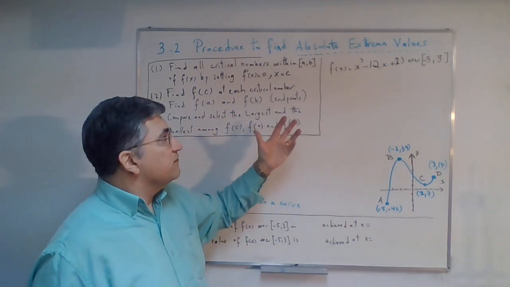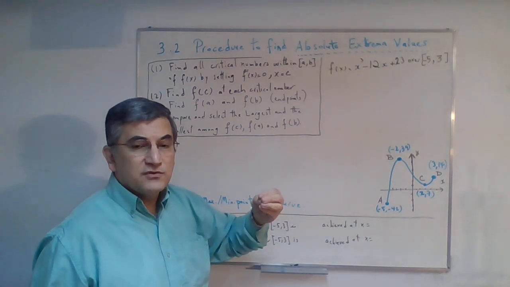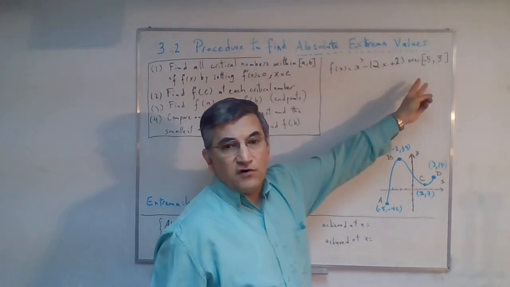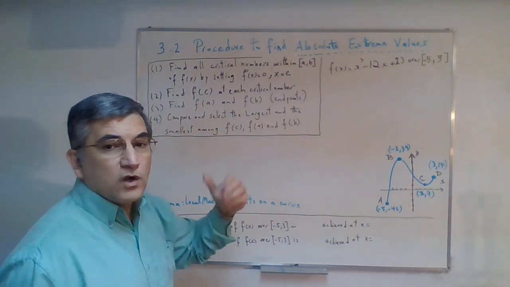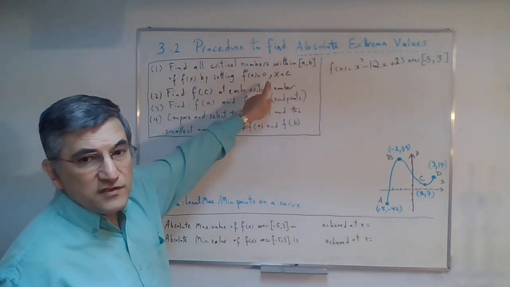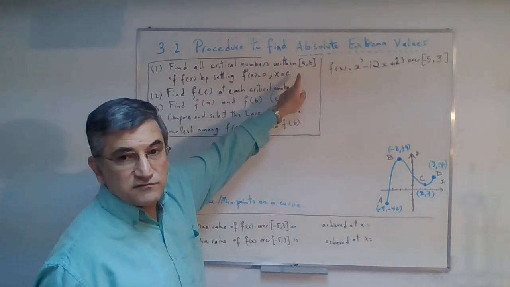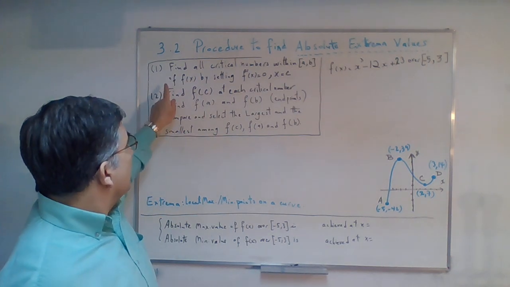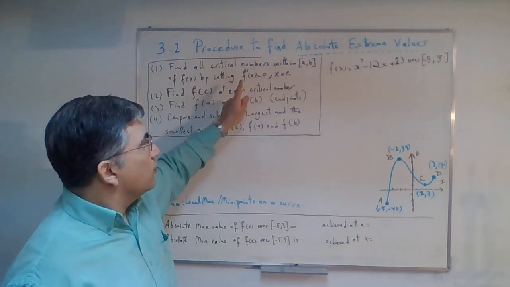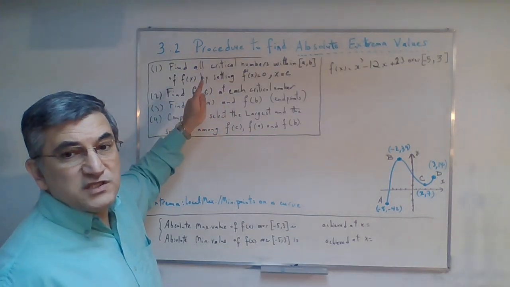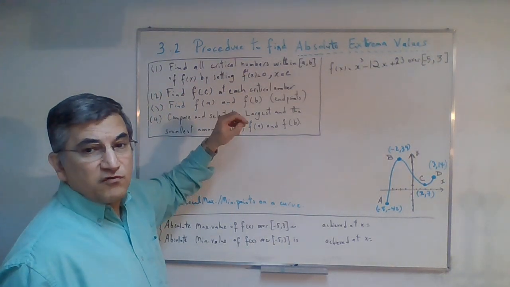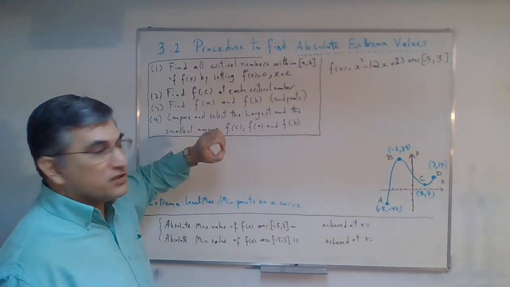What do we want to do? We want to find the absolute maximum value and absolute minimum value of this function over that interval from -5 to 3. What should we do? Number 1, we find all the critical numbers within that given closed interval from a to b of f of x by setting f prime of x equal to 0. So we talked about this in the past lecture. We defined what critical numbers were, and I hope you have checked that video before you watch this one.